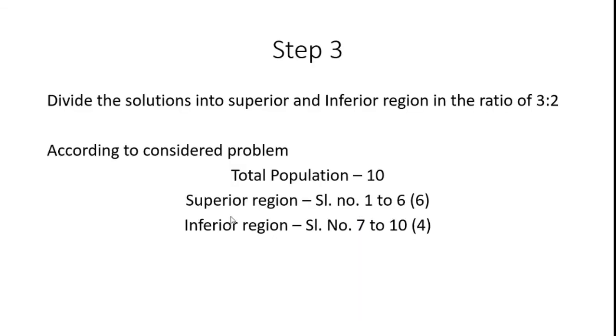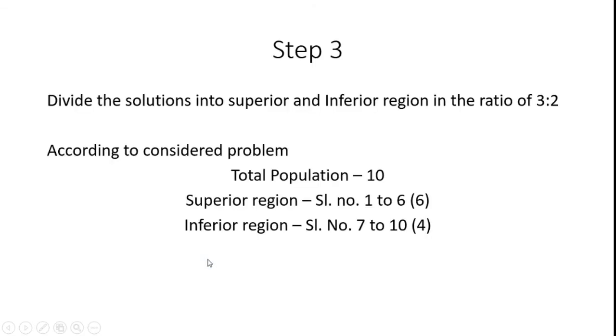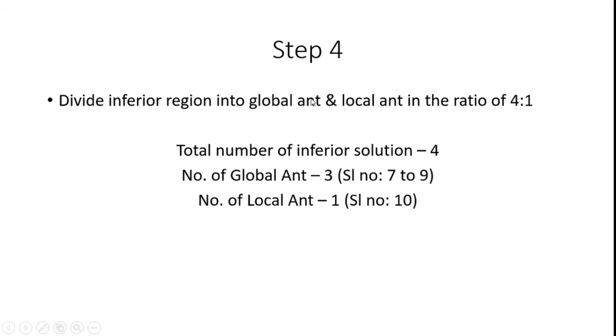From this, step 3. Here, divide the solution into superior and inferior region in the ratio of 3 is to 2. According to the considered problem, the total number of population is 10. The superior region is 1 to 6, so 6 populations, and 7 to 10 is the inferior region, which is 4. Here I represented this with this slide, which is step 3. And then step 4.